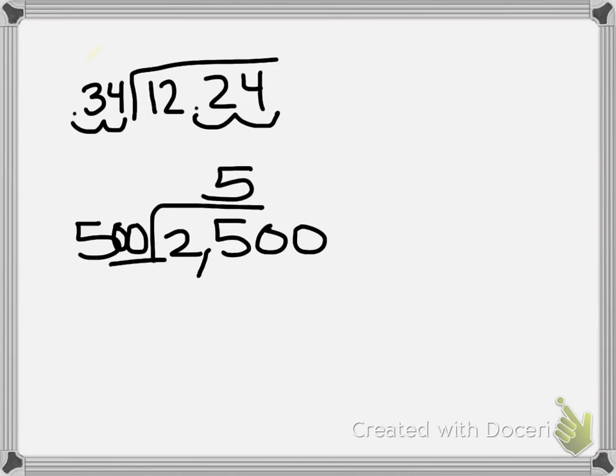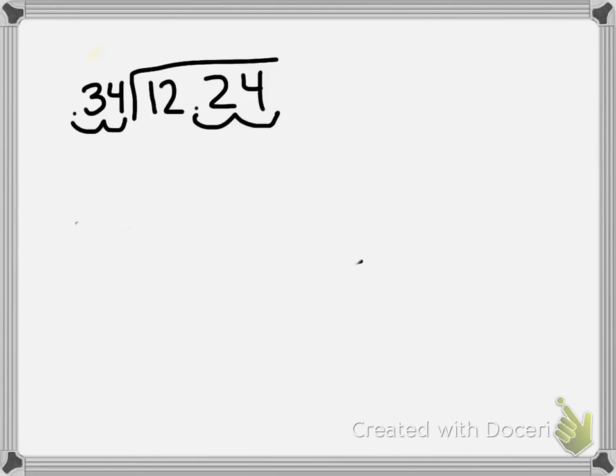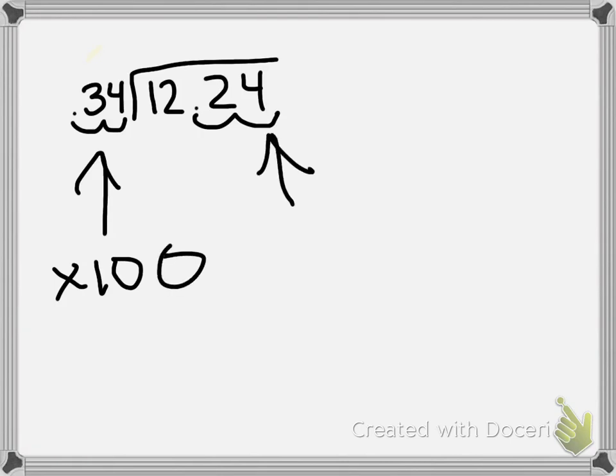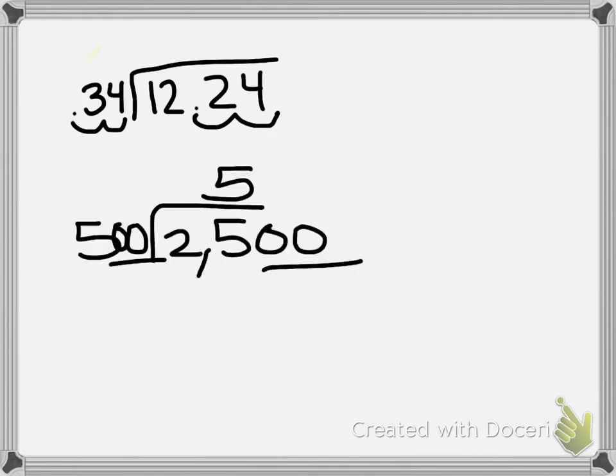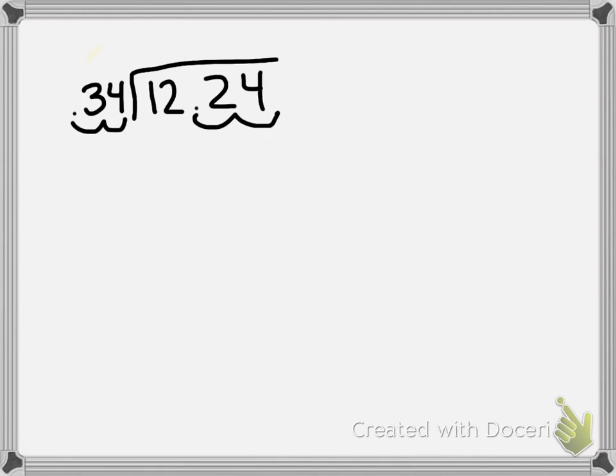As long as you do the same thing to both the dividend and the divisor, you're going to get the same answer. That's why it's okay if we move decimals around, or essentially multiply by 100, as long as you do it to the other number too. I just wanted you guys to understand why that's okay before we just start moving decimals all over the place. It's okay as long as you do it the same to both.